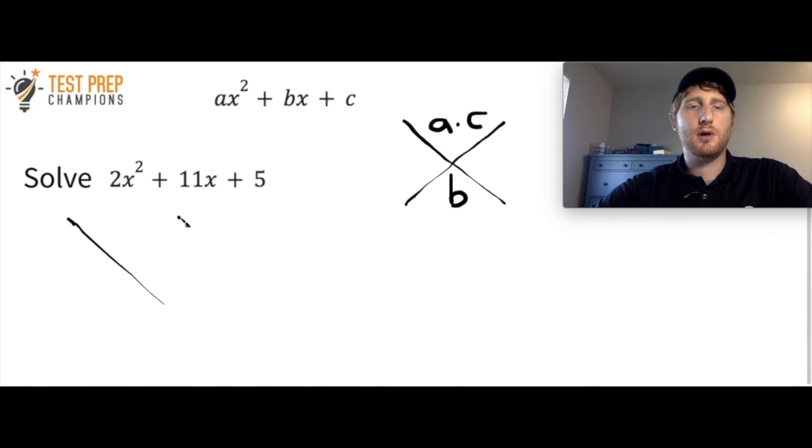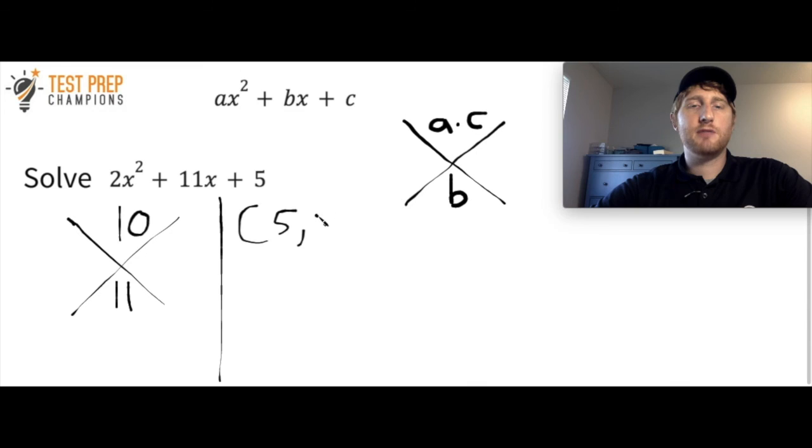So let me make my x here first. And as always, let's start with a times c. So a is 2, c is 5. I multiply them together and I get 10. Now let me take stock of what b is. b is positive 11, so let me put that down here. Our number up top is a positive number, which makes it a little bit easier. So let's list numbers that multiply together to give us 10. So what about 5 and 2?